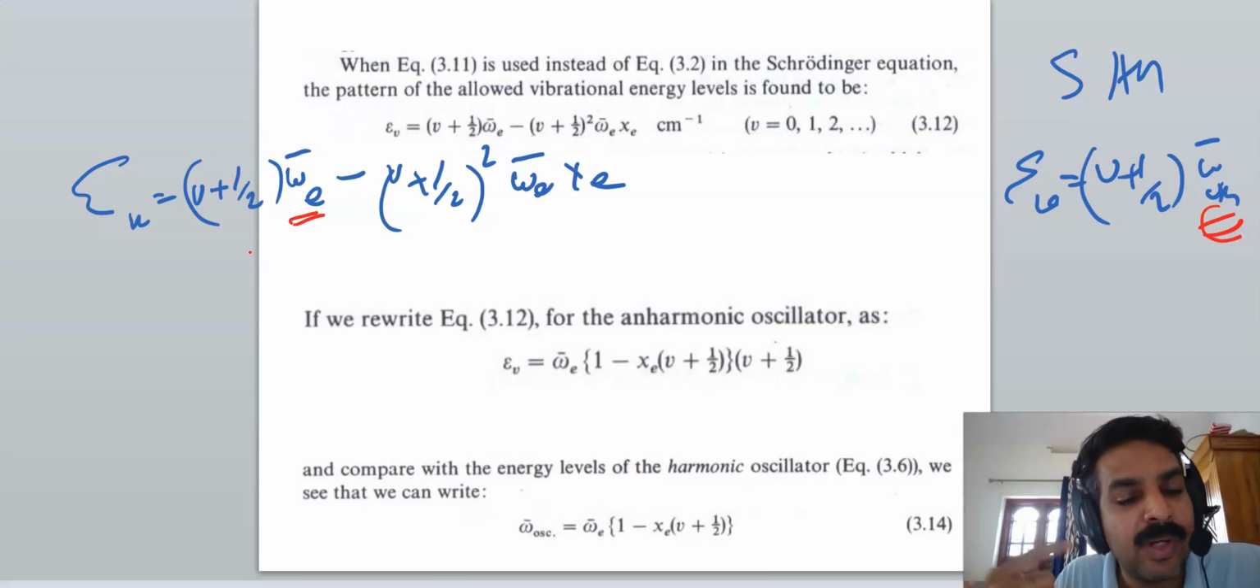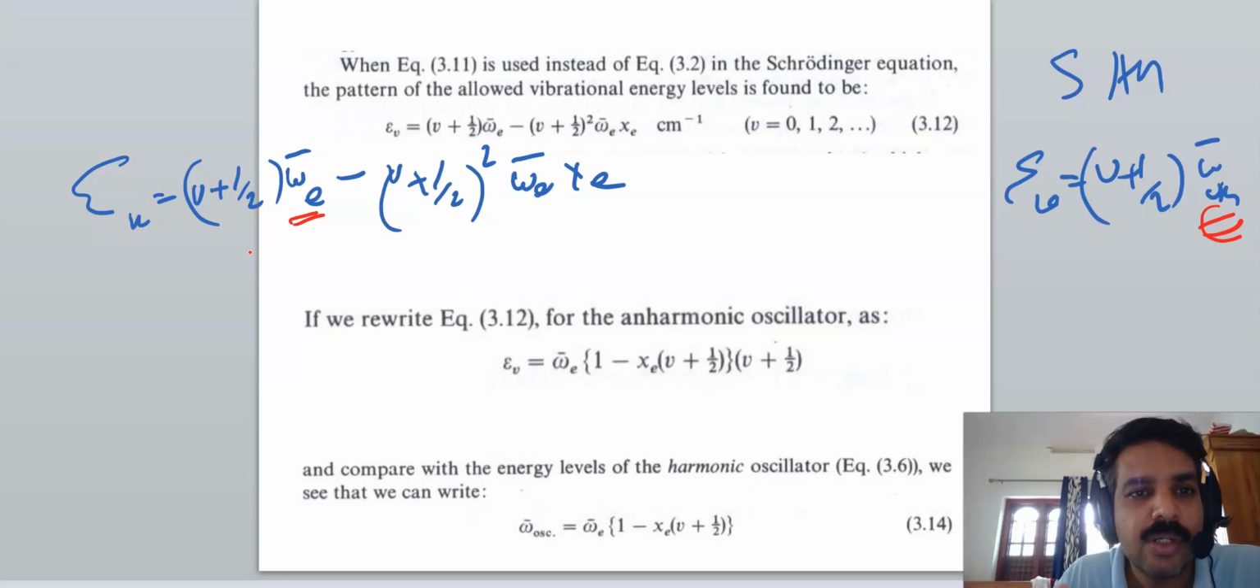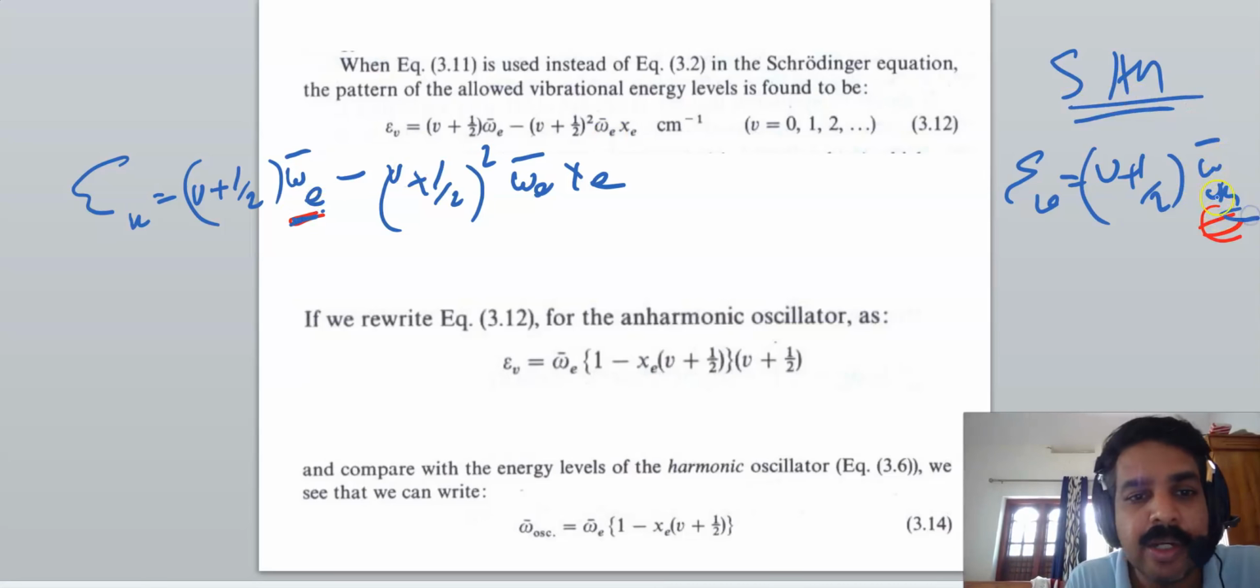Technically, in terms of being the vibrational frequency of the molecule they are equal, but the vibrational frequency of a simple harmonic oscillator and of an anharmonic oscillator are not the same. They are different. So (v + 1/2) omega bar e, that is why it is denoted as omega bar e. In the simple harmonic oscillator case, it was omega bar oscillation. Here it is omega bar e minus another term, (v + 1/2) squared omega bar e x_e.